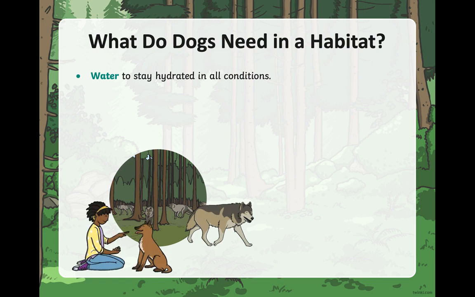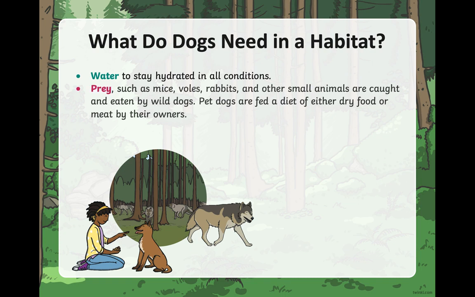Now, dogs are also sometimes wild animals. Sometimes we keep them as pets, but mostly they're wild animals, right? So they need water to stay hydrated in all conditions. They need prey, such as mice, voles, rabbits, and other small animals that can be caught and eaten, right? So pet dogs are fed a diet of either dry food or meat by their owners. Now this diet really just tones down how wild the dog is.